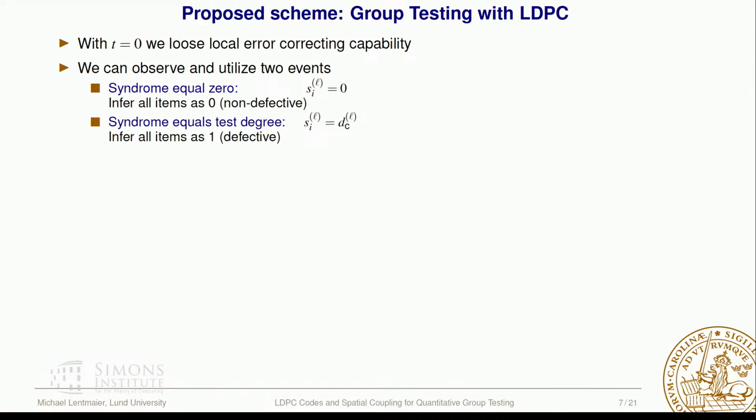And then this is an observation that my student made. He came up with this on his own, surprisingly. If you just look at this, because it's quantitative, you can identify two cases. One is that when the syndrome is equal to 0, you know that all of the connected items are non-defective. The other is that if the syndrome equals the test degree, you know that all of them must be defective. These are the only two cases. It turns out they're enough to peel things off and get better performance than the previously existing schemes.